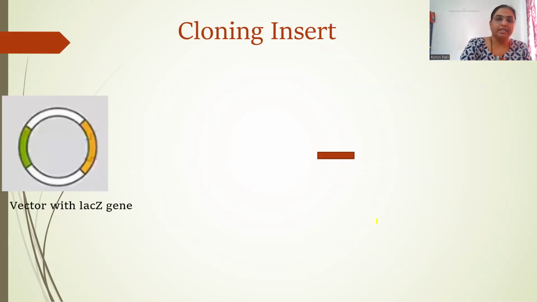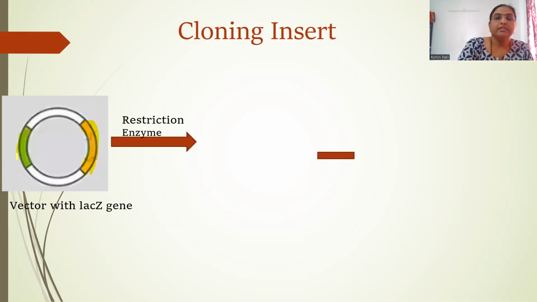Suppose this plasmid is a pUC18 plasmid, and this one is the lacZ. Which part of the beta-galactosidase is it encoding? Yes, it is the alpha peptide, and here is the ampicillin resistance gene.